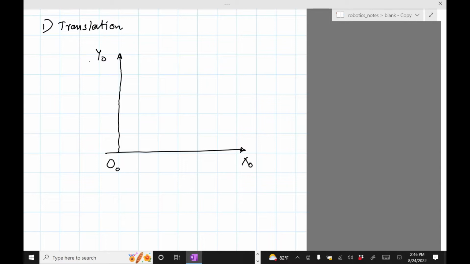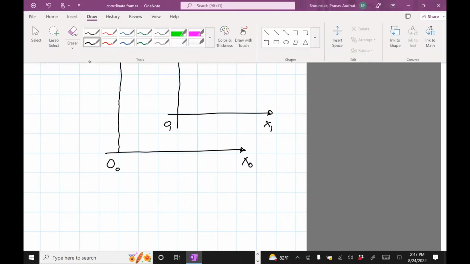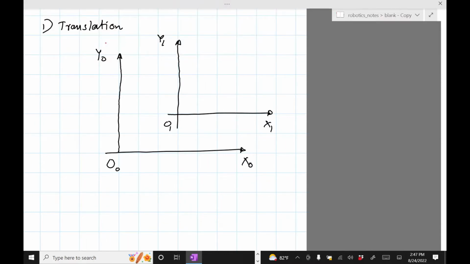So think of a body which is sitting right on the frame at the corner O, and then it moves. When it moves, in this case, it translates. Let's say it goes to another location, and this is O1, X1, Y1. What we're trying to do is understand what happens to a point. Let's call it C. This point could be some object, some point on that body.